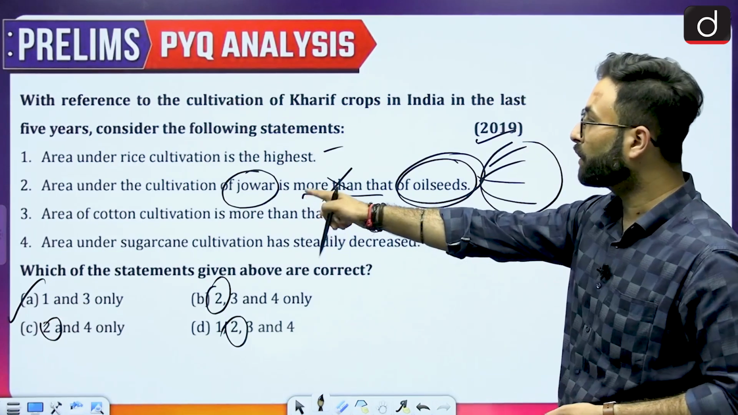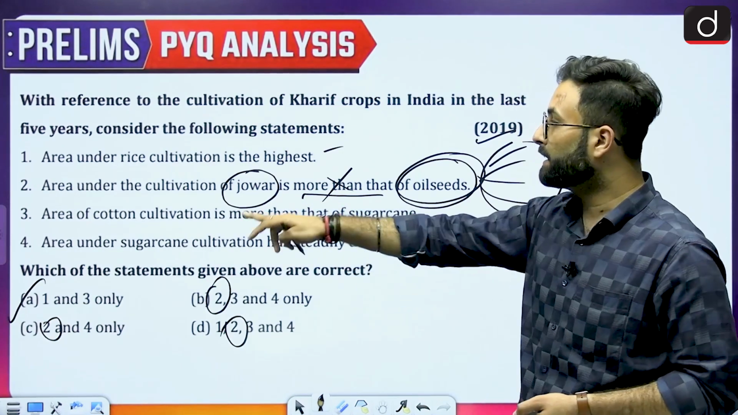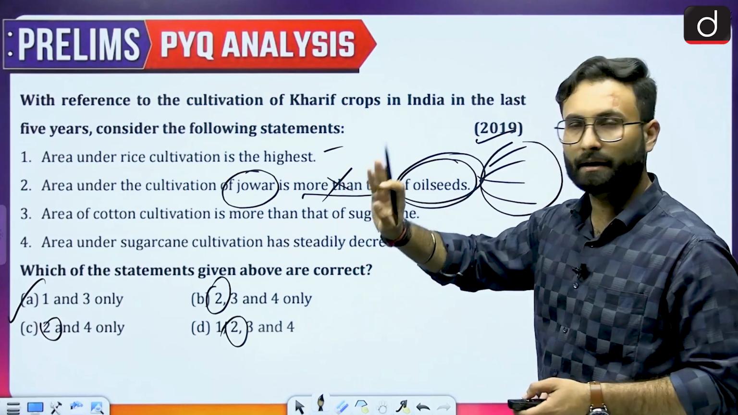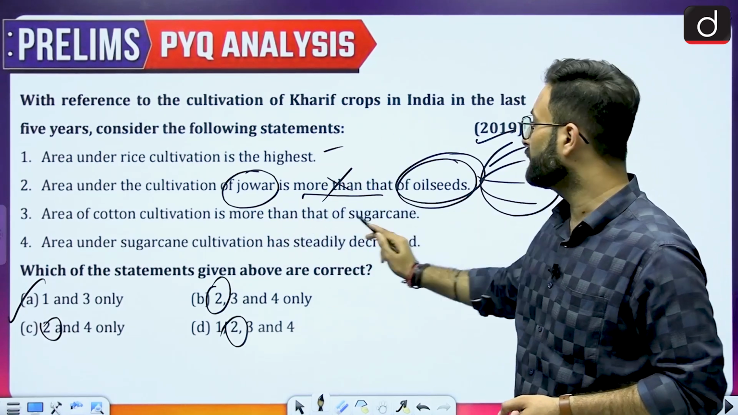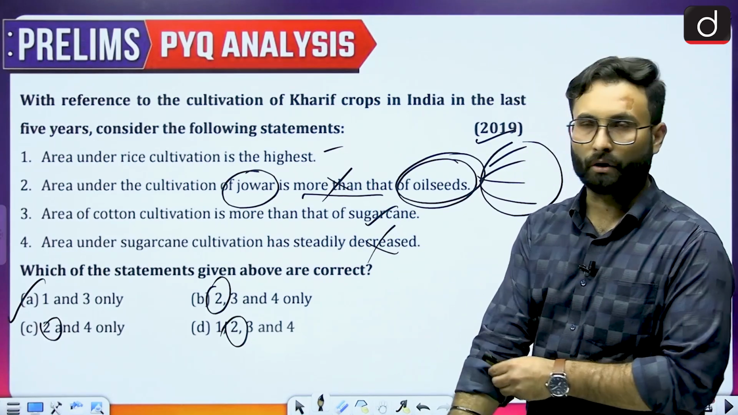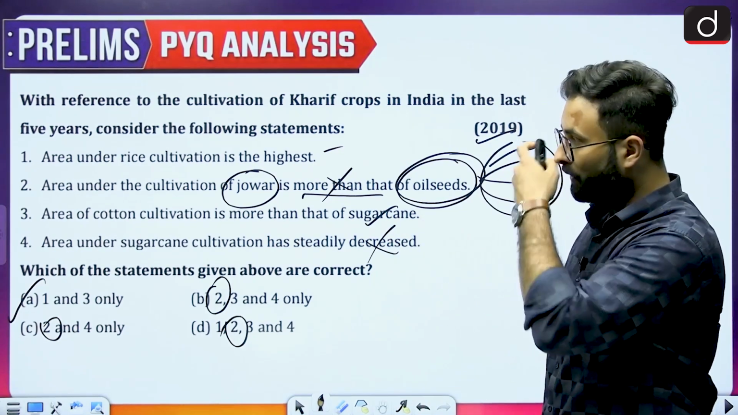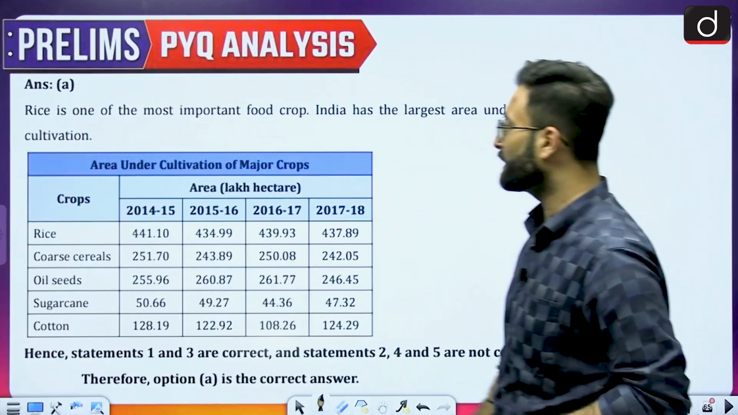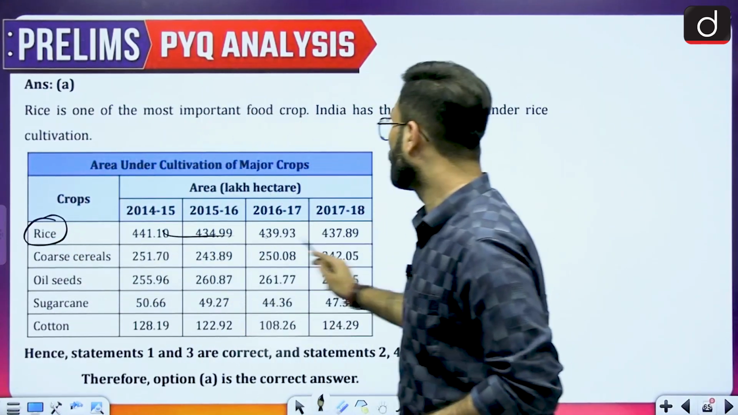Area under the cotton cultivation is more than that of sugarcane. Area under the sugarcane cultivation is steadily decreasing. So these statements are correct. When we talk about the 1 and 3, that is correct. 4 is wrong. So I hope that is clear. Now you don't have to go with the data over here, but again data has been given. So rice is the maximum one here, you can see, and it is growing throughout.